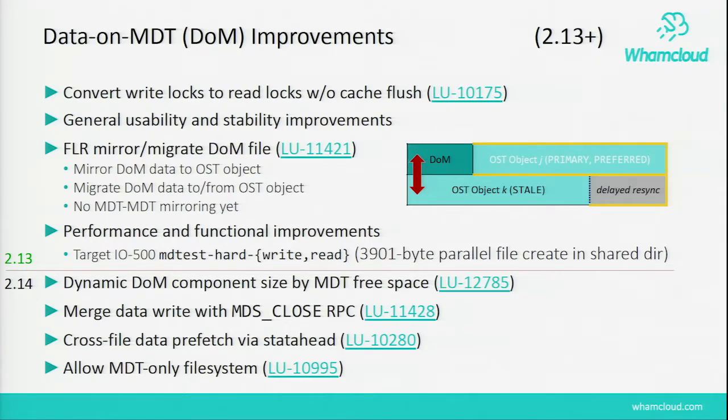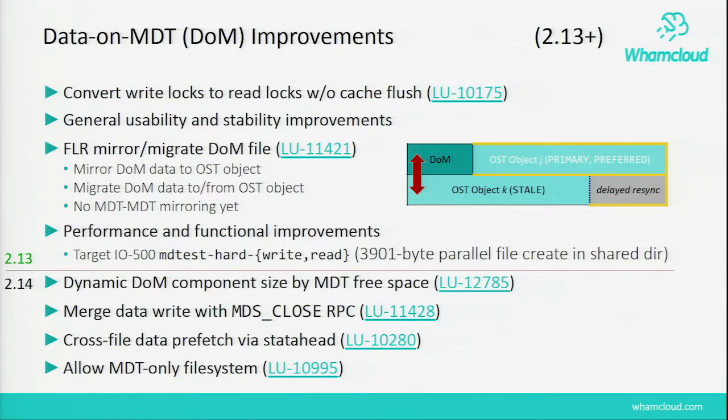In 2.14, there will be a feature to allow you to dynamically select the data on MDT component size, so that if you have lots of free space on the MDT compared to the number of inodes, it might give you more, larger files could be stored on the MDT, and if the space is starting to run out, it may shrink the component that's stored on the MDT so that you don't run out of space. And there's also other performance improvements.